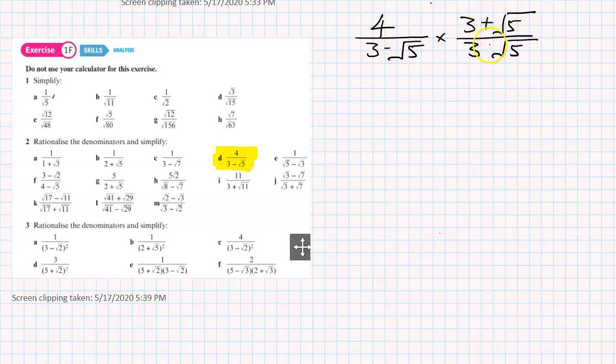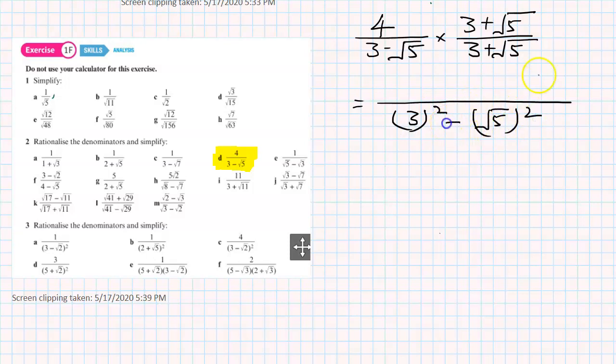This is plus and this is plus. We change the sign. Now we know that the denominator will be 3 square minus root 5 square, with a negative sign. Now 4 multiplied by 3 is 12 with a plus sign. This will remain 4 root 5.